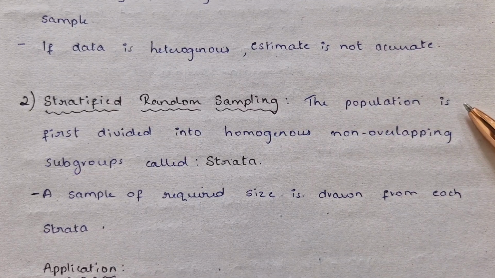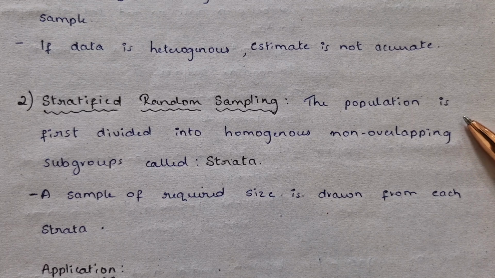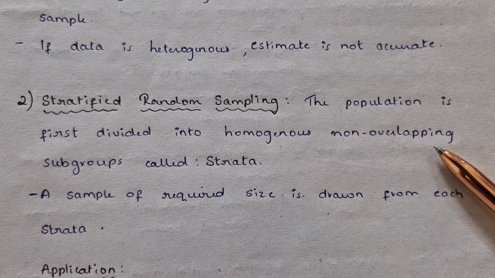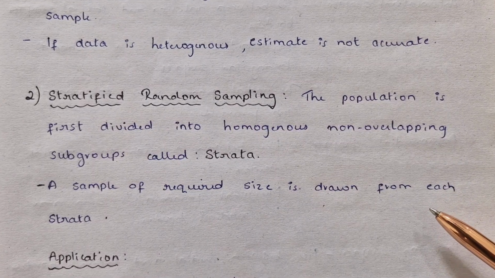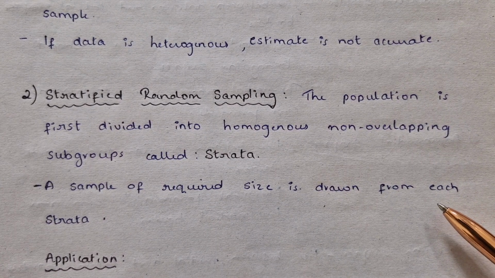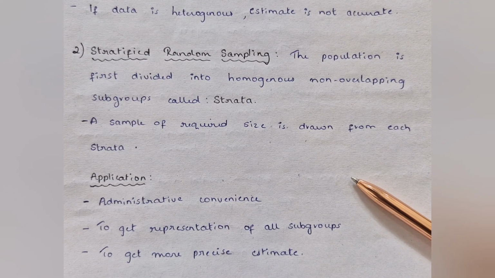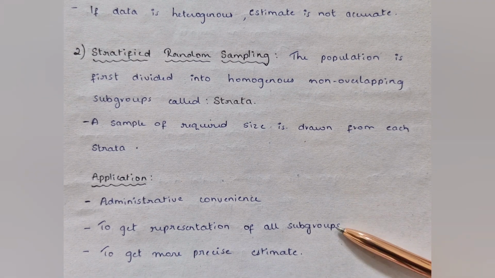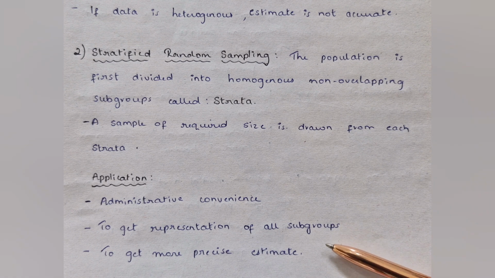Then we have stratified random sampling. Over here, the population is first divided into homogeneous non-overlapping subgroups called strata. A sample of required size is drawn from each stratum. Application of stratified random sampling includes administrative convenience to get representation of all subgroups and to get more precise estimate.